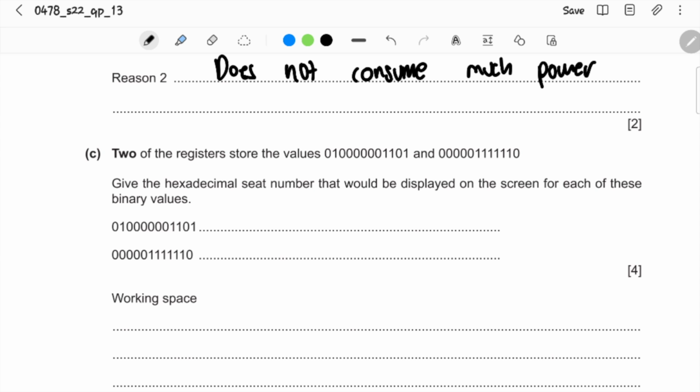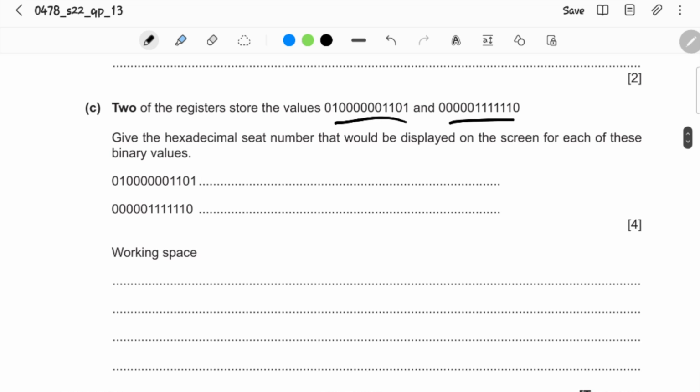Two of the registers store these weird looking values. Give the hexadecimal seat number that would be displayed on the screen for each of these binary values. So we're looking at hexadecimal. How do you do this?